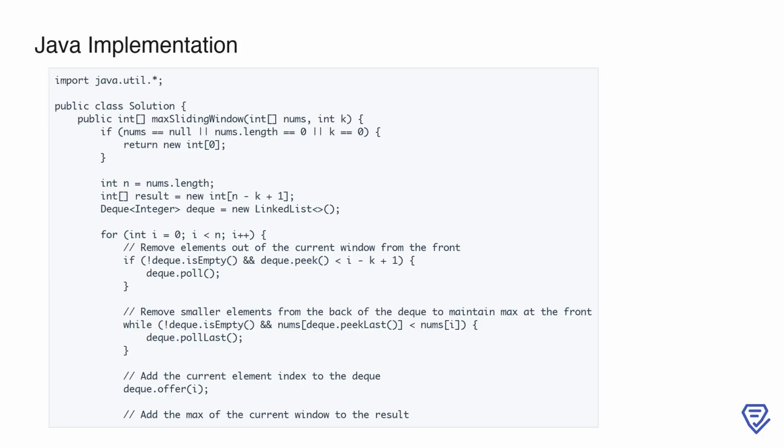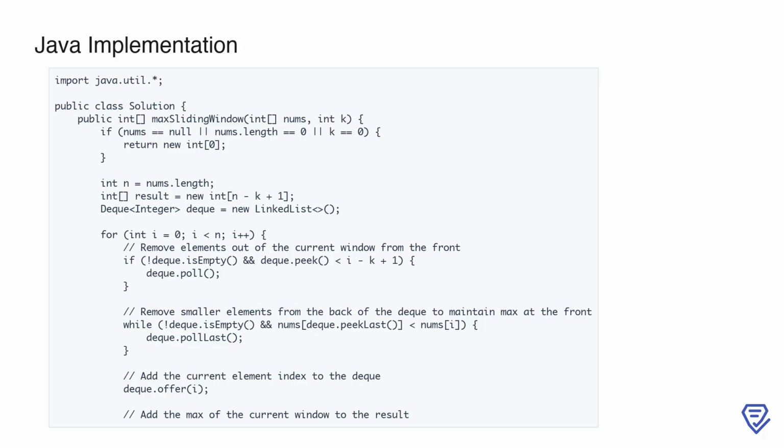Next, we initialize variables. n holds the length of the input array, and result is an array to store the maximum values for each sliding window. We also initialize a DEQ to efficiently manage indices of the elements within the window. The loop iterates over the array, and the first operation inside it checks if the leftmost index in the DEQ is outside the bounds of the current window. If it is, we remove it from the front of the DEQ. This ensures that the DEQ only contains indices within the current sliding window.